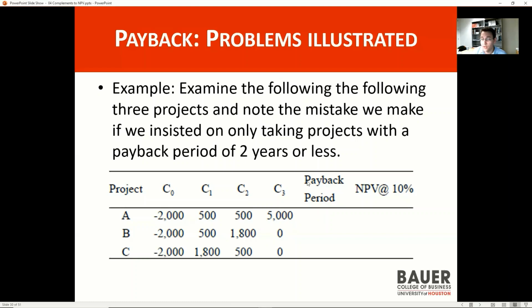Okay, so if your rule is I'm only going to take projects with a payback period of 2 years or less, then you would not take project A. Let's do this for B and C.